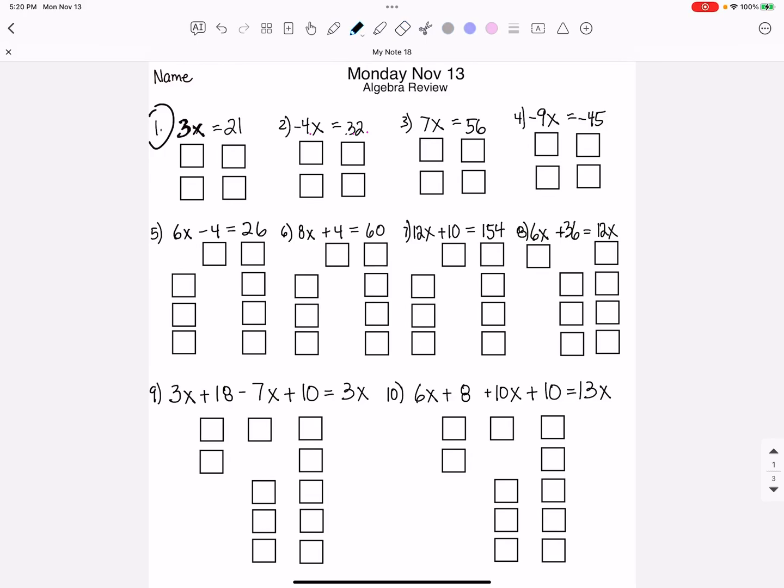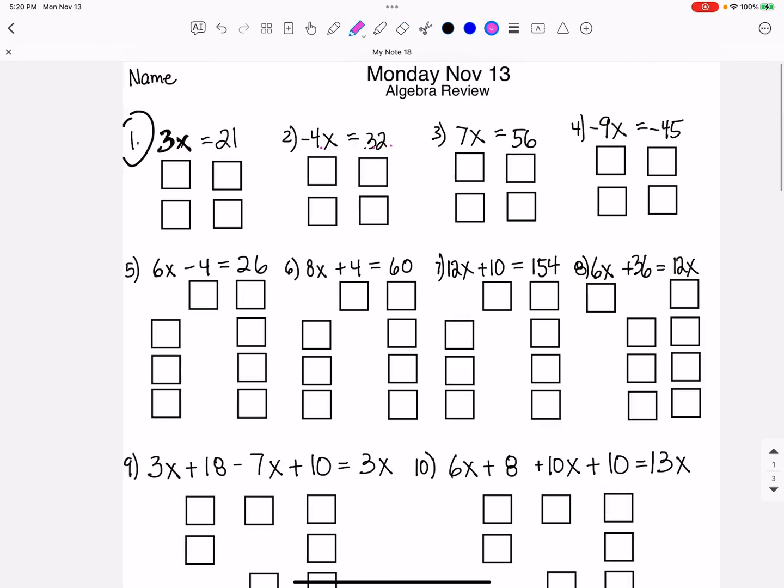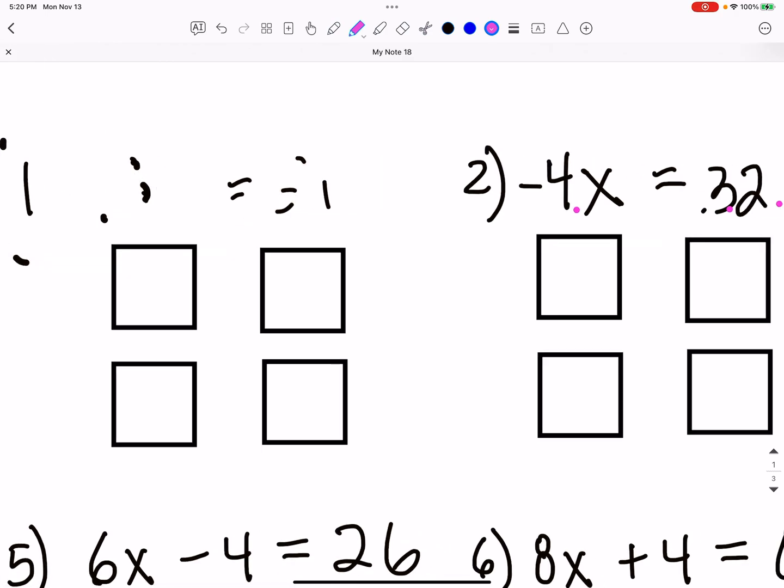All right, 1's and 2's. Here's your homework. Let's see how many of you actually do it. Okay, so I knew it.